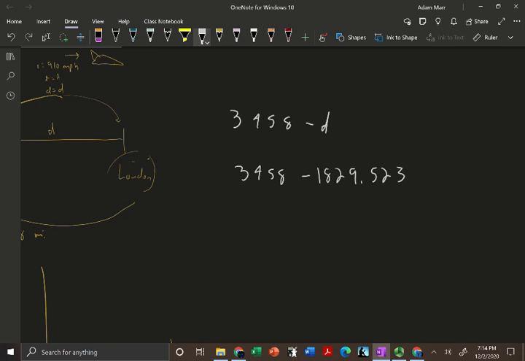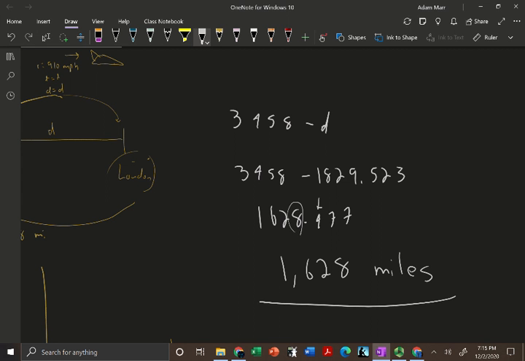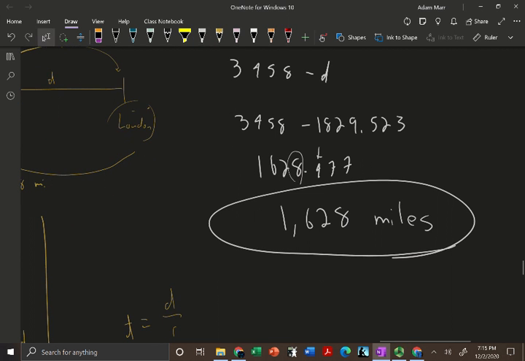All right, so 3,458 minus 1,829.523, and that's 1628.477. So if we round that to the nearest integer like the problem said, we would just say that's going to be 1,628, and we're talking about miles right here. There it is, okay? And we're talking about from New York City to the point of no return.